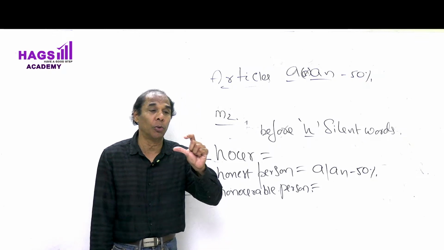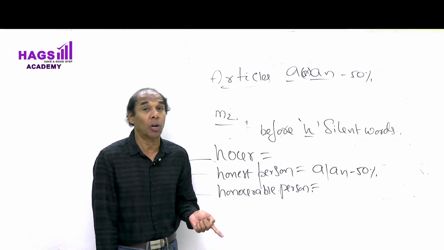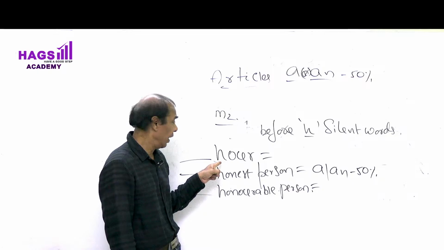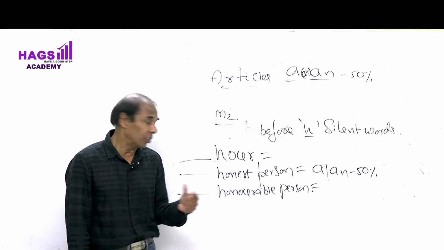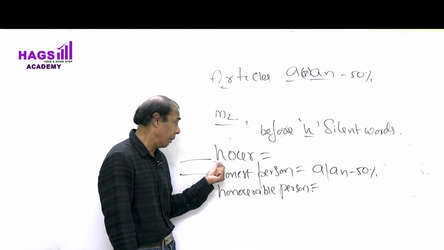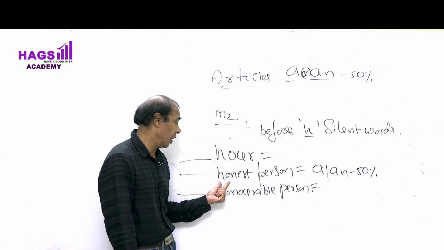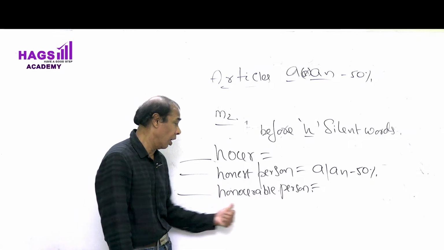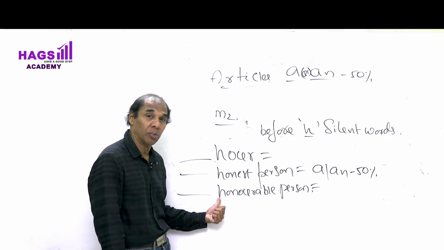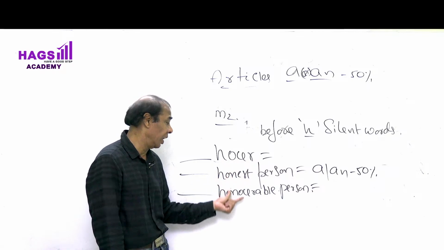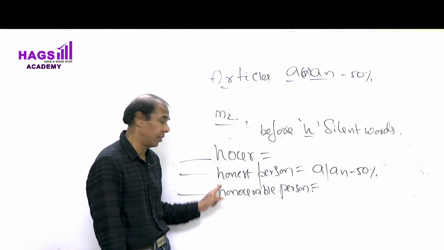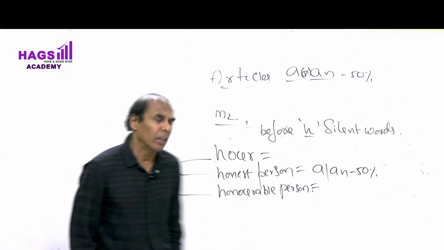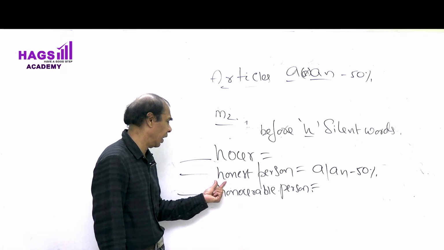A or an, when you want to use them, depends on the sound the word begins with. Look at this word, hour. Of course, the spelling of the word begins with H. Similarly, honest person, the spelling begins with H. Honorable person, the spelling begins with H. All these three words' spelling begins with H. Okay now? So commonly a student thinks like this.